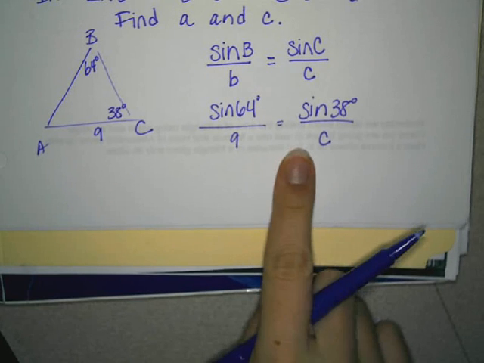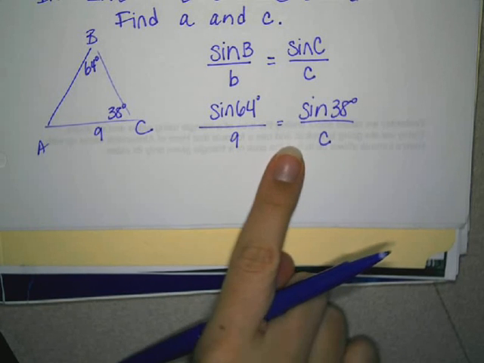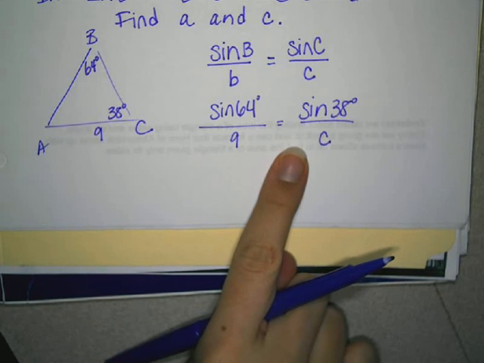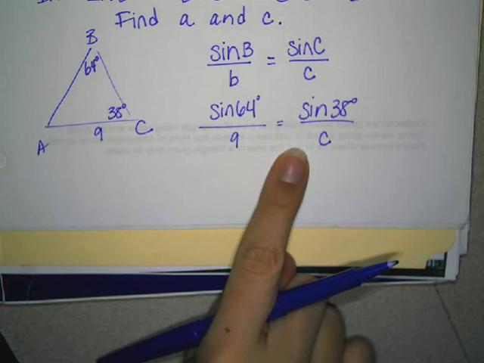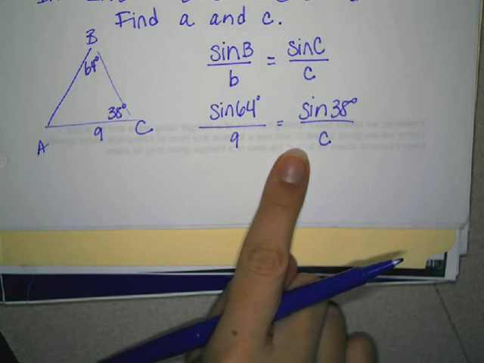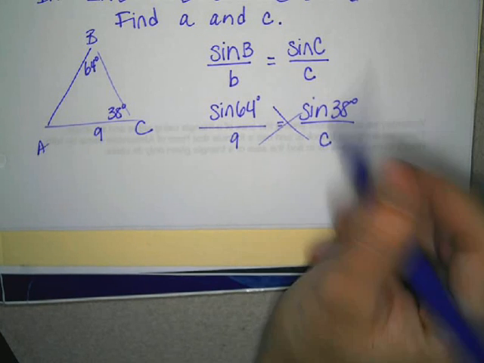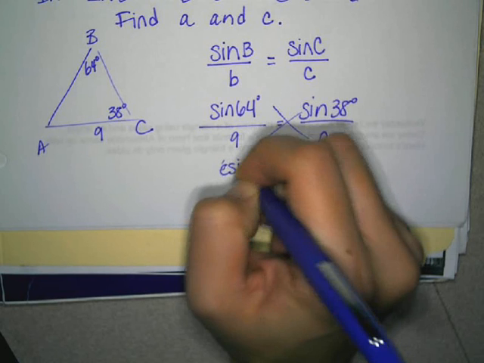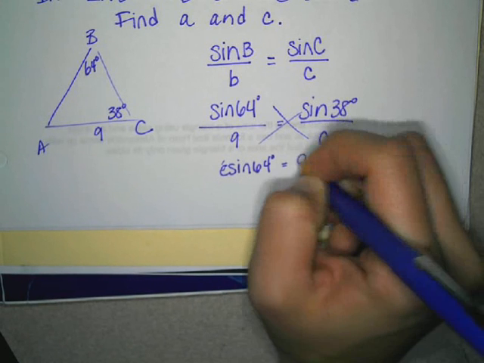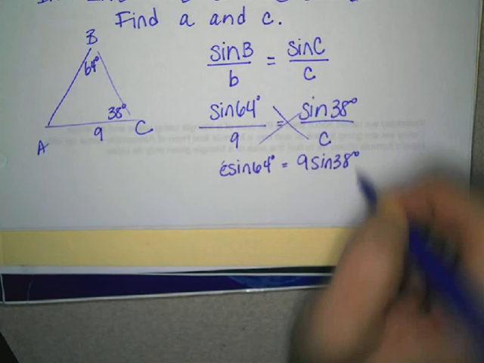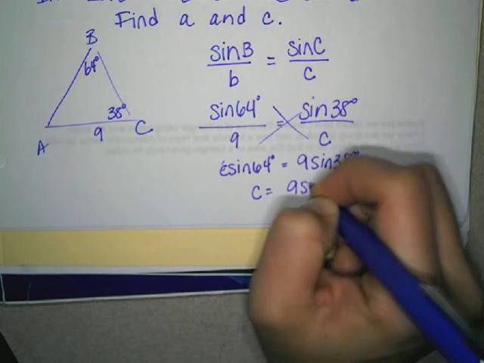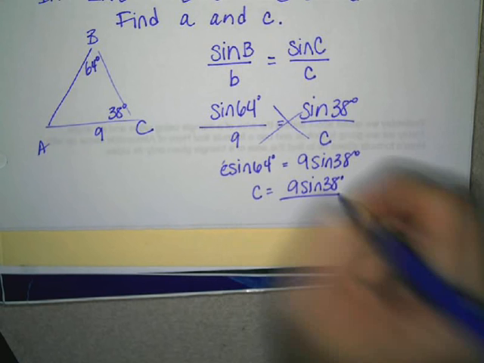Okay, now algebra work here. When you have two fractions set equal to each other, you can solve that by cross multiplying. You can only cross multiply when you have an equal sign in between two fractions. That's how I told you. Yes. So we're going to cross multiply. And so C times sine of 64 degrees is going to equal 9 times sine of 38. And so C will equal 9 sine of 38 divided by sine of 64.